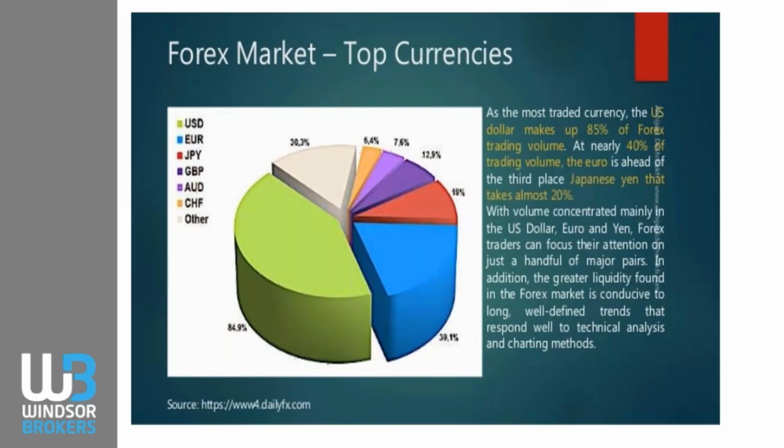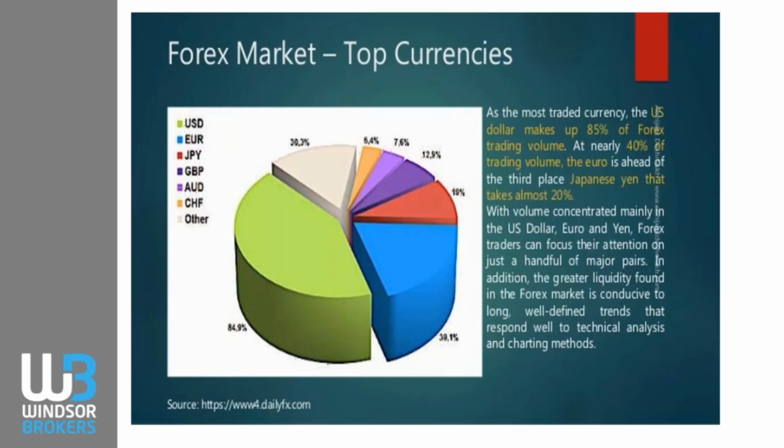Now we can see how much each of the major currencies in the world contributes to the Forex market. We can see that the dollar holds a huge portion of the market compared to the others. The second one is the euro, and then we have the Japanese yen, British pound, Aussie dollar, Swiss franc, and the others. So we have a quite interesting situation.